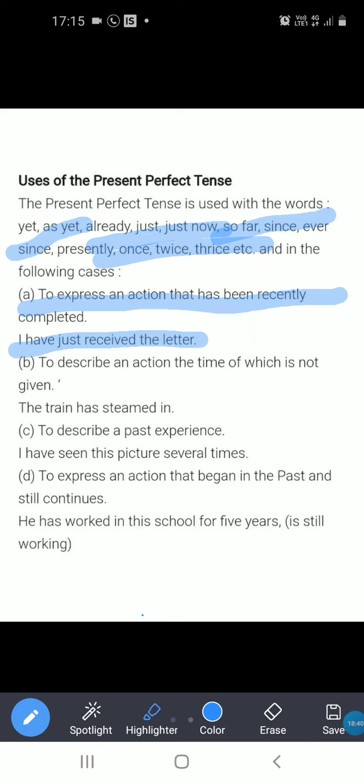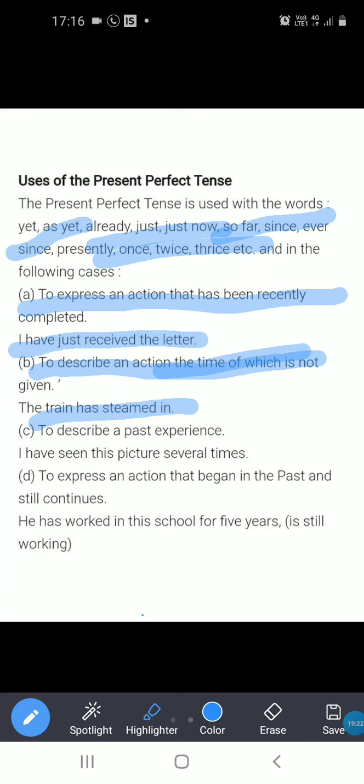If that is completed already earlier, then that is not present perfect tense, that will be past tense. But we are talking about present perfect tense, that is done just now in the present time only. After that completing, we are talking about that, which is called present perfect tense. Also to describe an action the time of which is not given. The train has steamed in, already done.